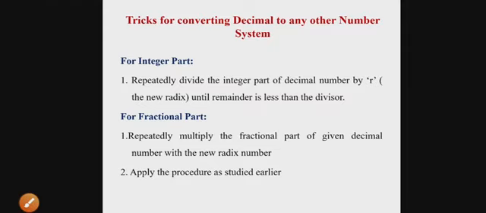So the tricks for converting the decimal number into any other number system are that for the integer part, repeatedly divide the integer part of the decimal number by r, the new radix, until the remainder is less than the divisor. For the fractional part, repeatedly multiply the fractional part of the given decimal number with the new radix, and also apply the procedure as studied earlier in the previous video lectures.